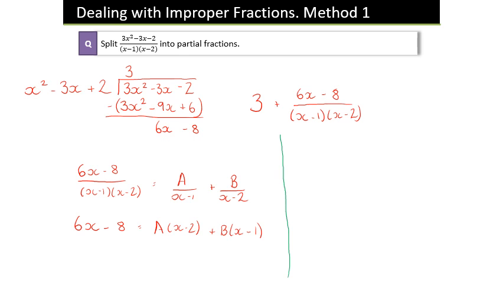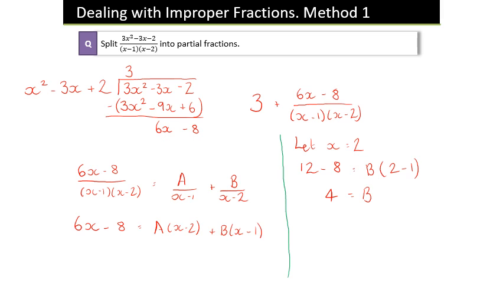Okay, so I've done that part there. So now I'm going to let x equal 2. So if I substitute 2 in, I'm going to do 2 times 6, which is 12, take away 8. If I substitute 2 into this first bracket here, I'm going to get 0. So my a's are going to disappear, and then I've got b multiplied by 2 minus 1, which is 1. So 12 take away 8, 4 equals b.